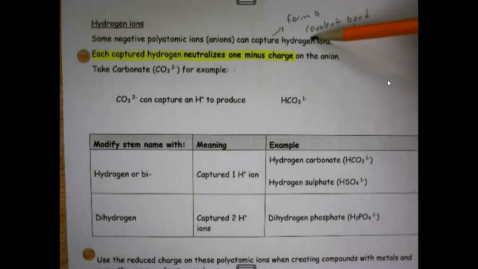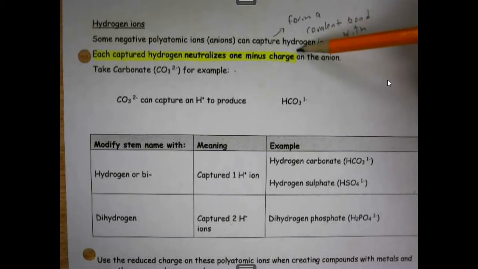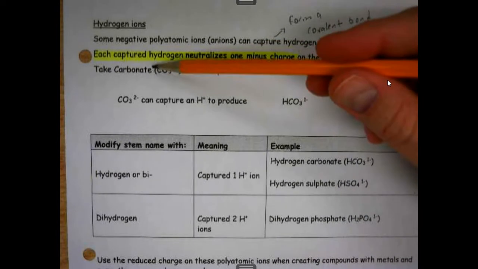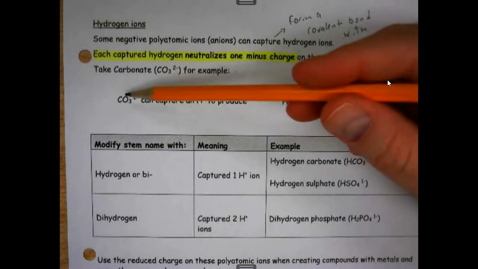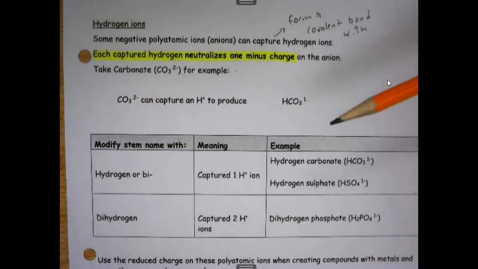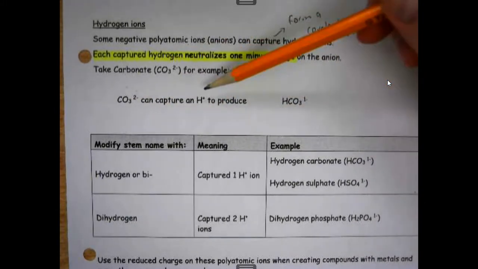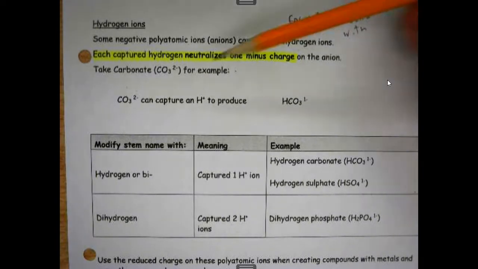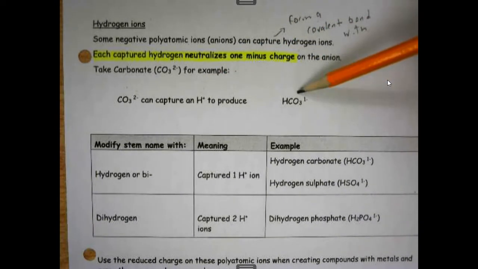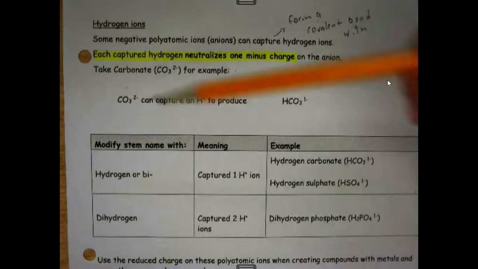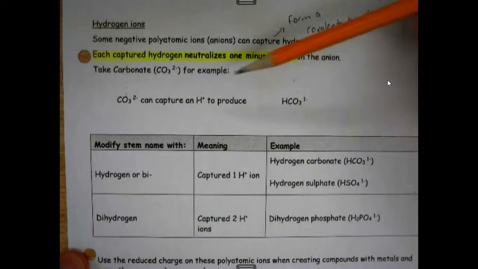But when hydrogens are added to the formula, they do change charge. Okay. So we're going to use carbonate as an example here. Carbonate is normally CO3 2 minus, but there are forms of carbonate where it has captured or formed a covalent bond with a hydrogen and becomes this structure over here.